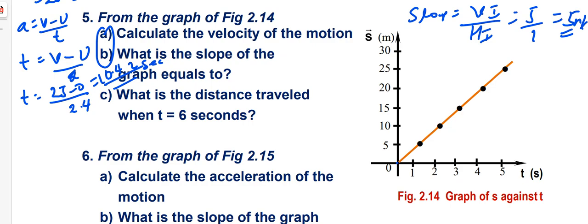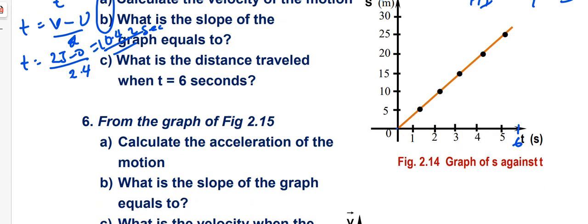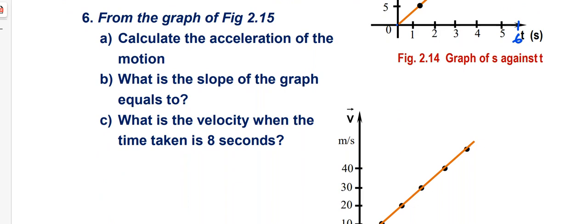What is the distance traveled when time is 6? Let me add here 6. 25, 35 is the gap, or the distance increased by 5. In each point the distance between points is 5 meters. This means it is 35 at 6 seconds. The distance is 35.